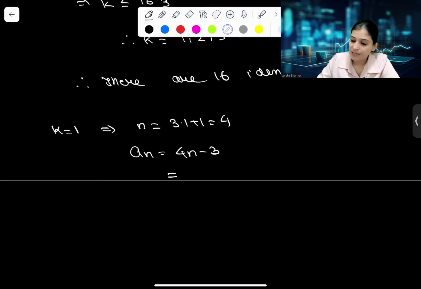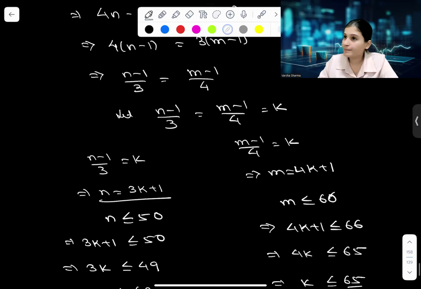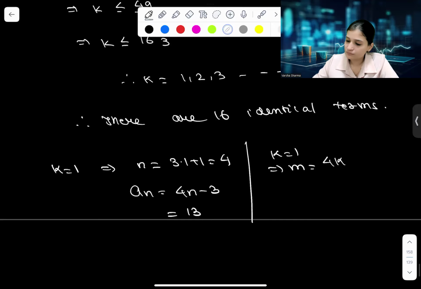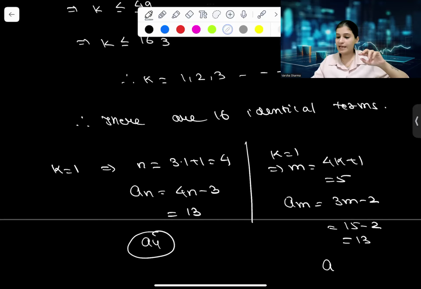4 4s are 16 minus 3, 13. Now, if I take k equal to 1, what will I get for m? m was 4k plus 1, so 5. And what will be am? am was 3m minus 2, 15 minus 2, 13. So the fourth term of the first sequence is the same as the fifth term of the second sequence.